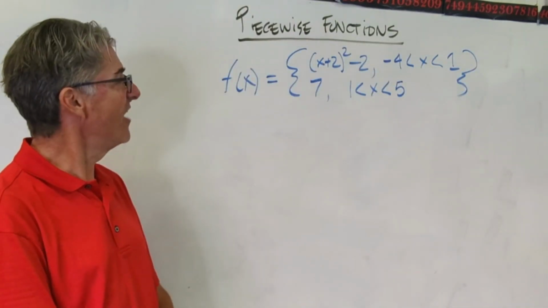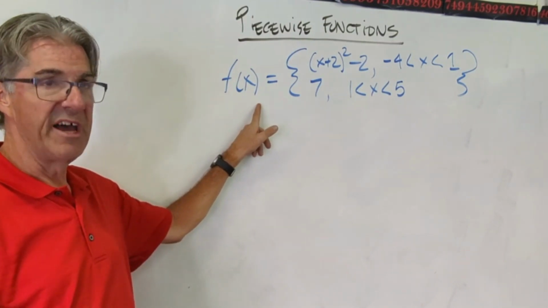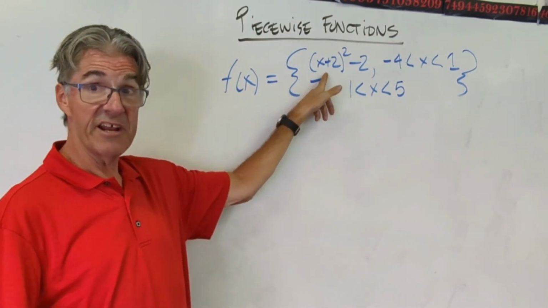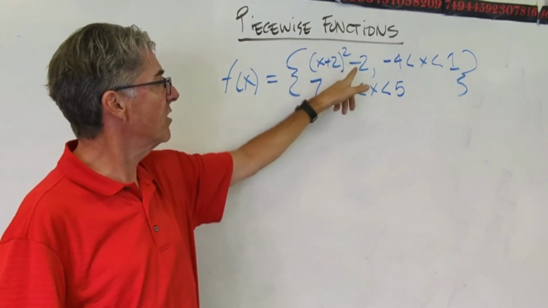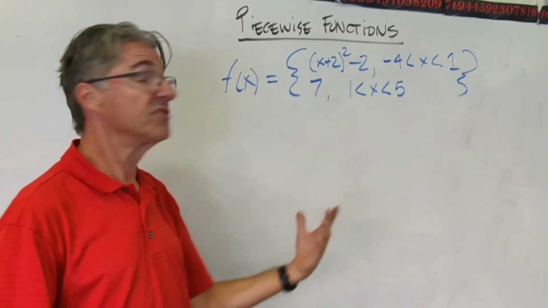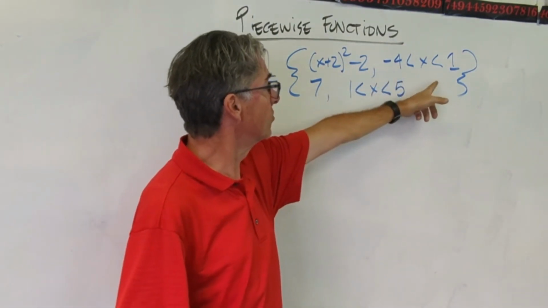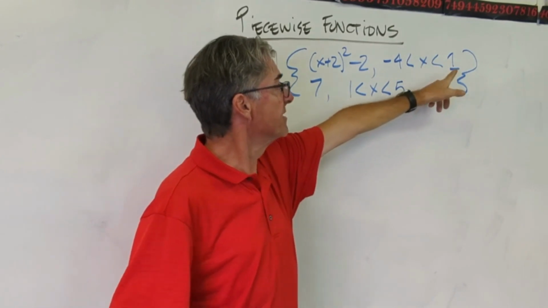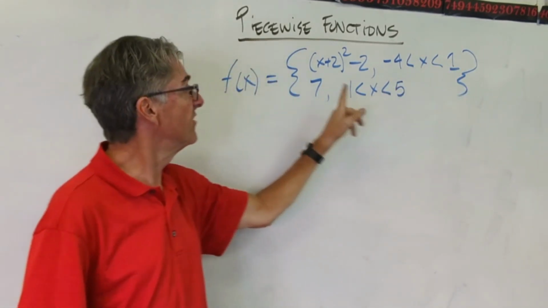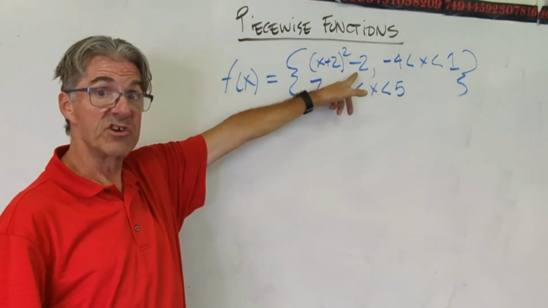All right, check this out. Here's another one, another piecewise. My first function is a quadratic function. Check that out: (x plus 2) squared minus 2. And here is the domain for that, the x values that we're allowing. So x just has to be less than 1 and bigger than negative 4. So that's where this equation holds.